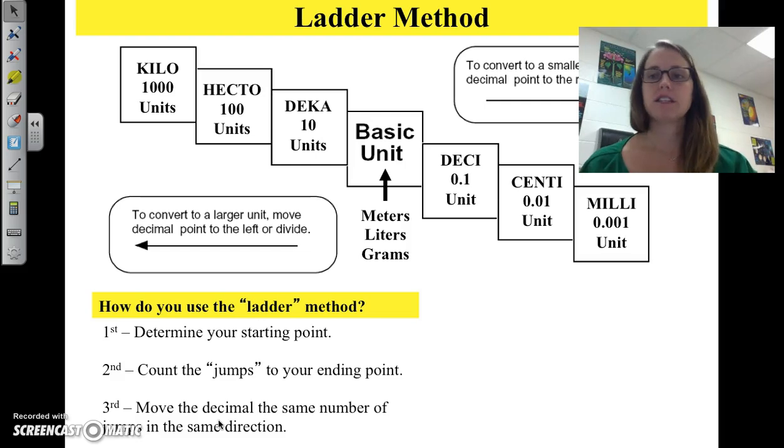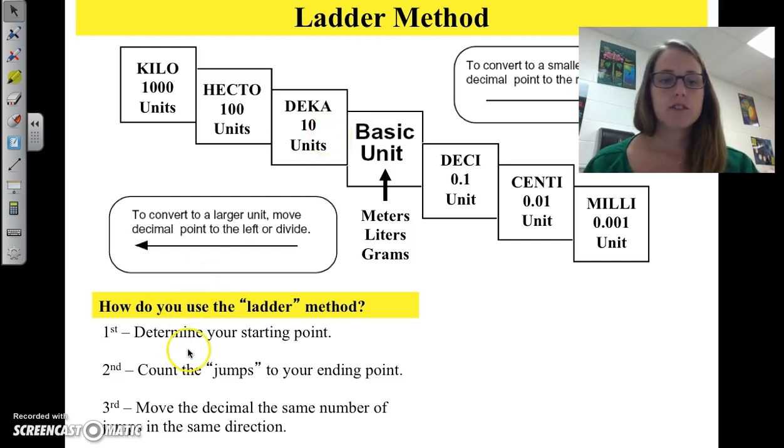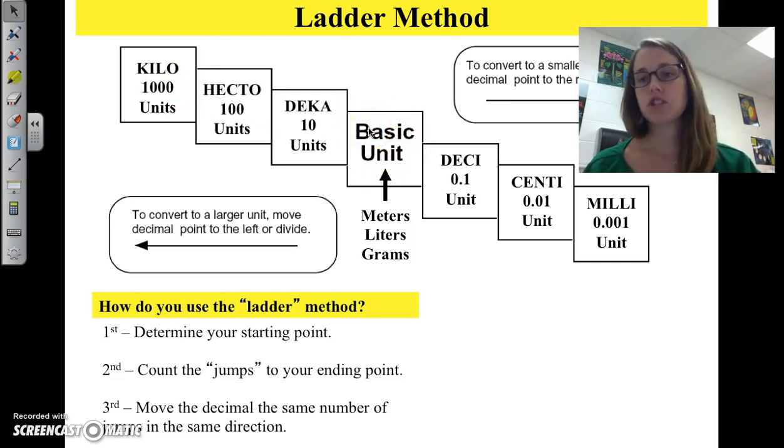So how do you use this ladder method to convert between all of these different prefixes? So first we want to determine our starting point, okay? So we're going to figure out what is the unit we're starting with, what amount do we know? Okay, then we're going to find where we're ending. So if we're going from kilo to the base unit, we know we're starting here and we are ending here, so we're going to count the jumps to get there.